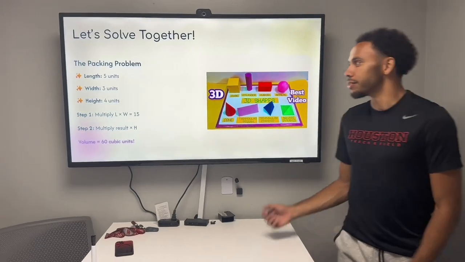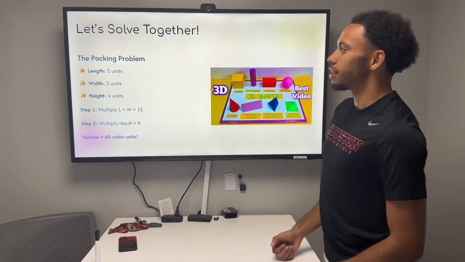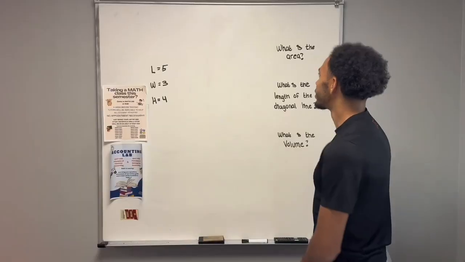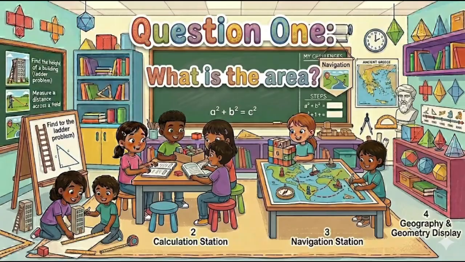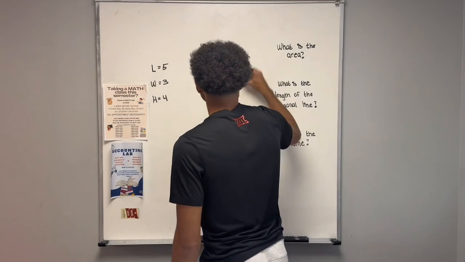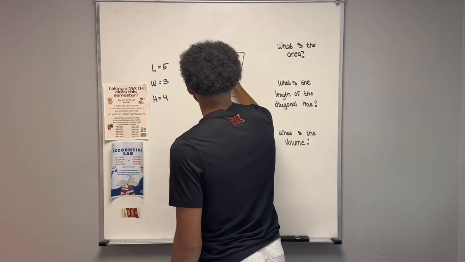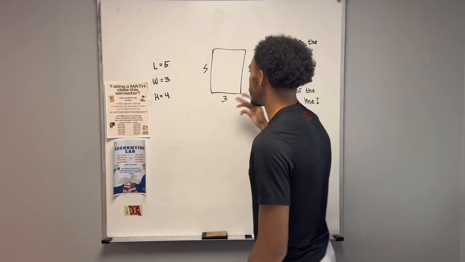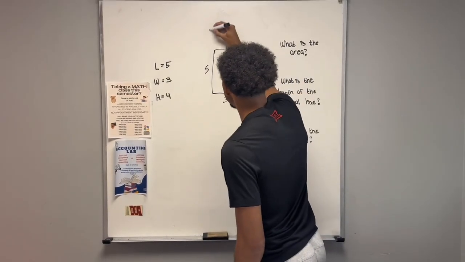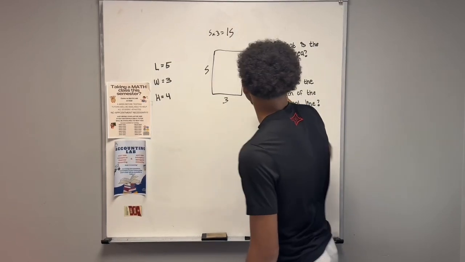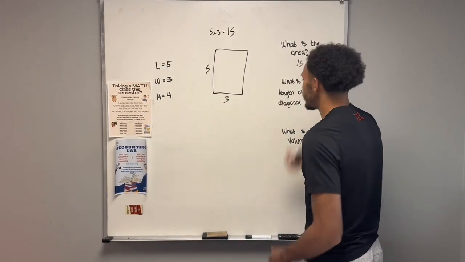Let's solve one together. We're going to do a different box with a length of 5, a width of 3, and a height of 4. We're going to answer our first question. What is the area? So we have our rectangle that is a length of 5 and a width of 3. To find area is always length times width, so that would be 5 times 3. That would equal 15. So the area would be 15.